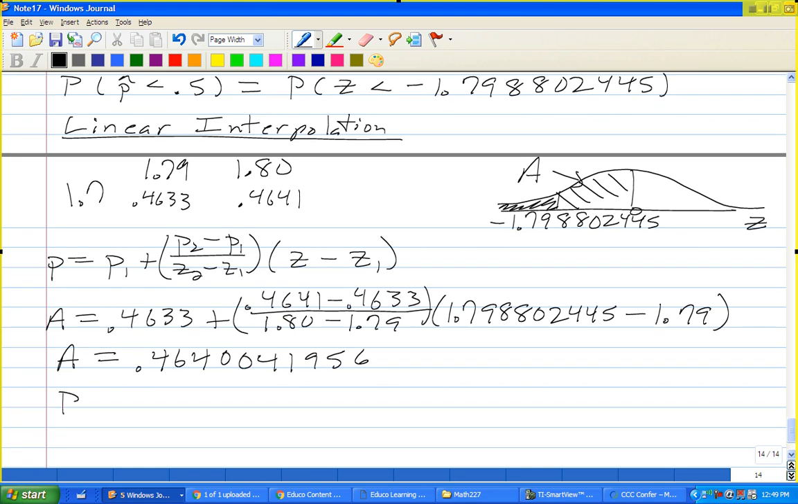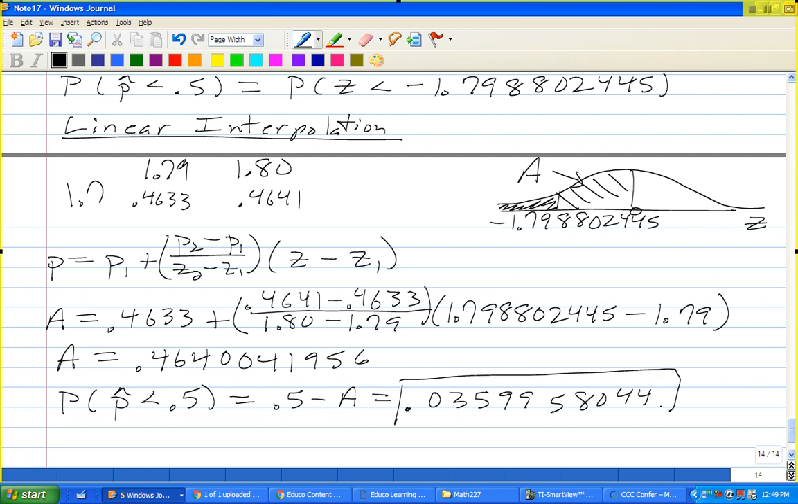So the probability that the sample proportion is less than 0.5, that less than 50% are females, is 0.5 minus A, 0.0359958044. So there's around a 3.5% chance that less than half are females.